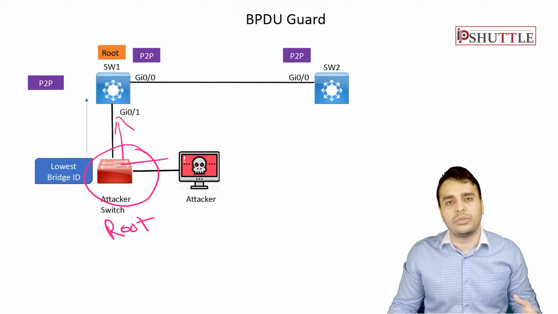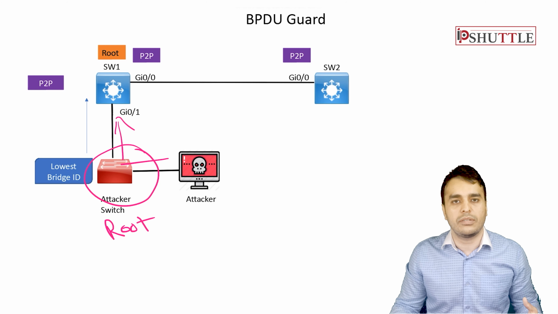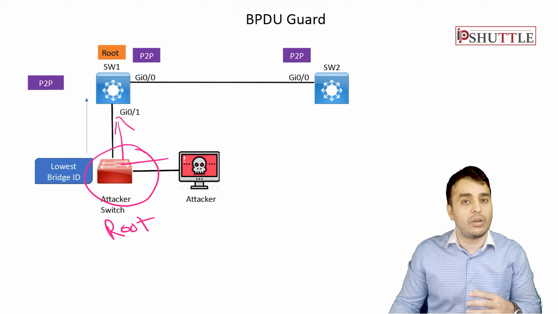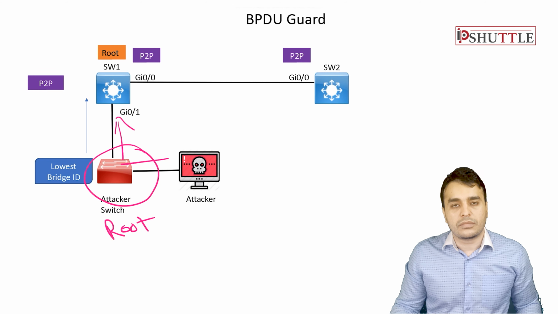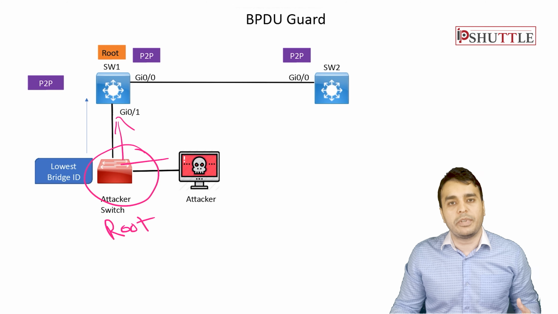Now the attacker can use this advantage to become root in his favor. For example, he can reroute the whole traffic to himself and launch a man-in-the-middle attack. We will see in one of the lectures what these attacks are. Or he can completely discard the traffic coming to that switch, or initiate a packet capture. That's the reason we use BPDU Guard.